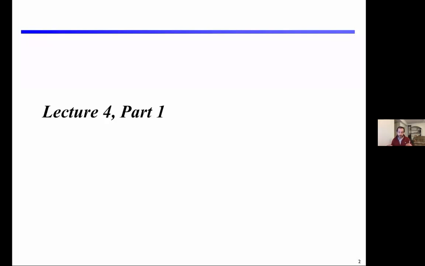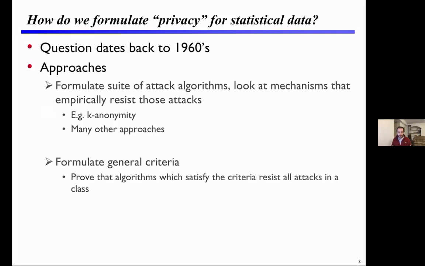We want to be able to assert that something we want to publish won't allow for these or any other kinds of attacks. And for that, we're really going to have to spend some time nailing down what it is we're trying to prove about these algorithms. Like, what does it mean to state that a thing we want to publish doesn't violate privacy? Okay, so this is not a new question.